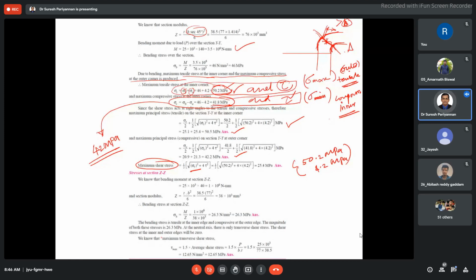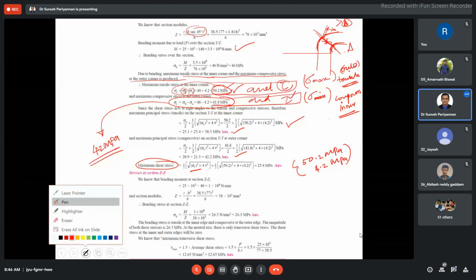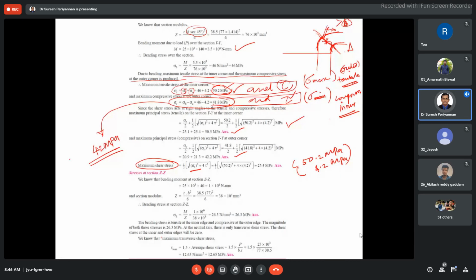Here also there was a little distraction. When we would like to find out the stress component along the YY axis, the YY cross section, in the YY cross section this point is going to be tensile. The outer point is going to be compressive. The inner radius is going to be tensile. Then we would like to find out the stress component at each point. That's our intention here.